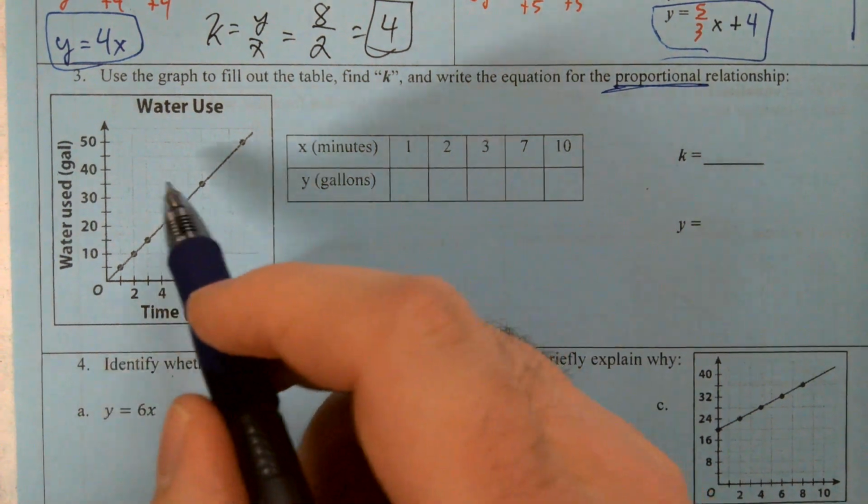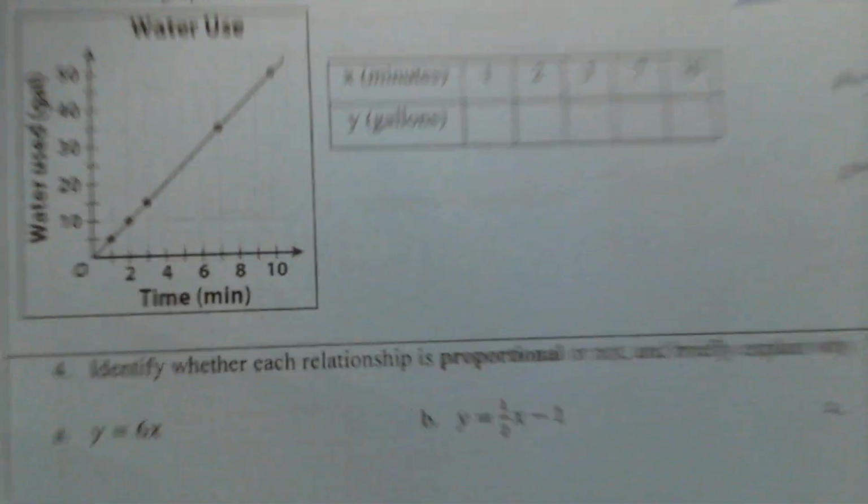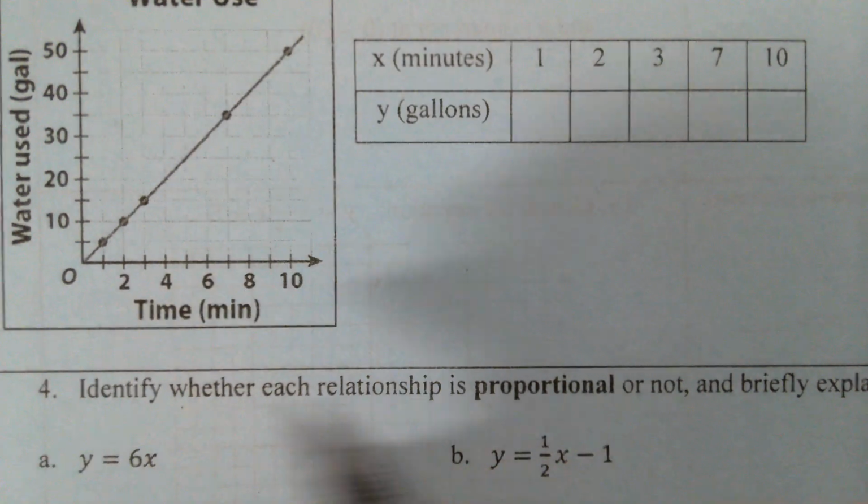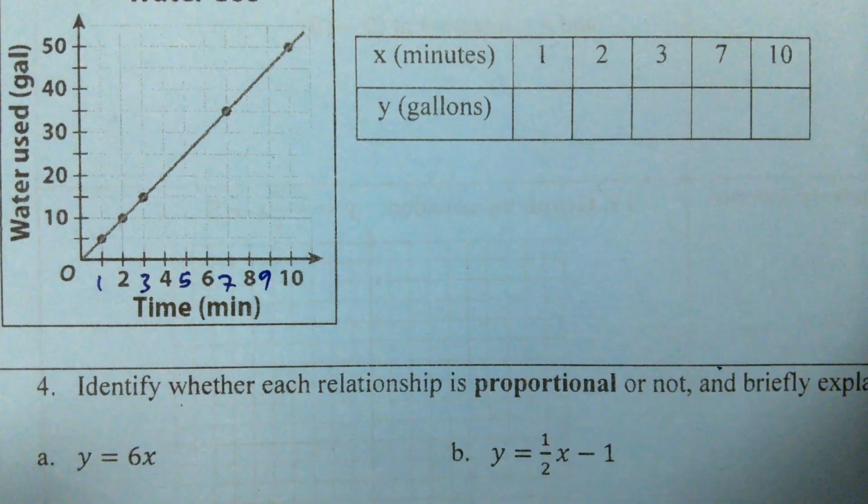So if we zoom in on this graph, we can see the x-axis is going by ones. We've got 1, 2, 3, 4, 5, 6, 7, 8, 9, 10.